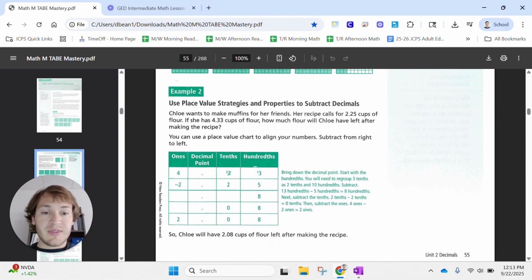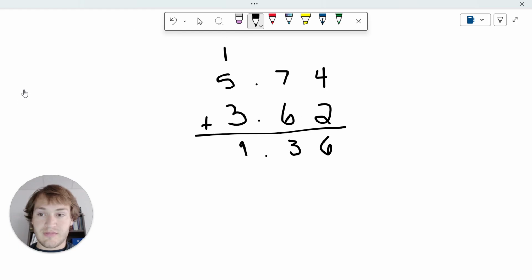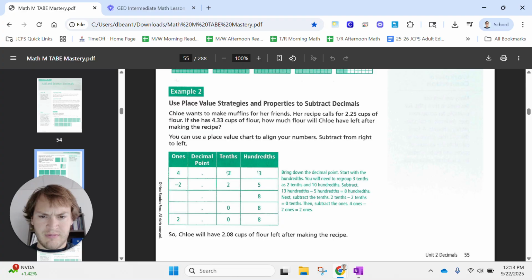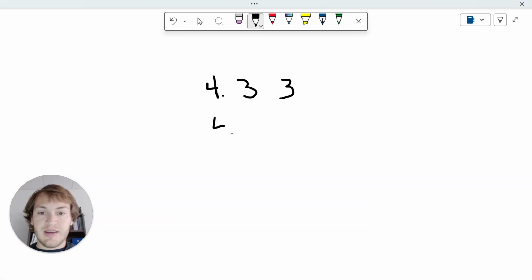Let's do some subtraction. All right, let's do 4.33 minus 2.25. So that'd be 4.33, just like before, we're lining these up by place value, minus 2.25. Okay, and we're subtracting.